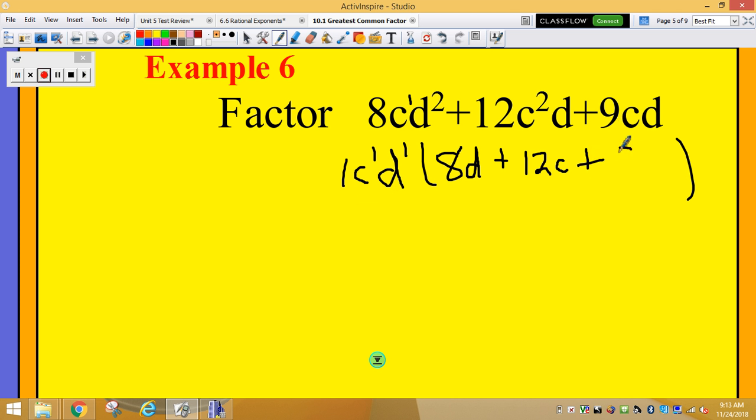9 divided by 1 is still 9. You had 1 C, you're taking a C out, no more C's. You had 1 D, you're taking a D out, no more D's. So that's it for this set of notes. If you'll go try the worksheet and let me know if you need help.